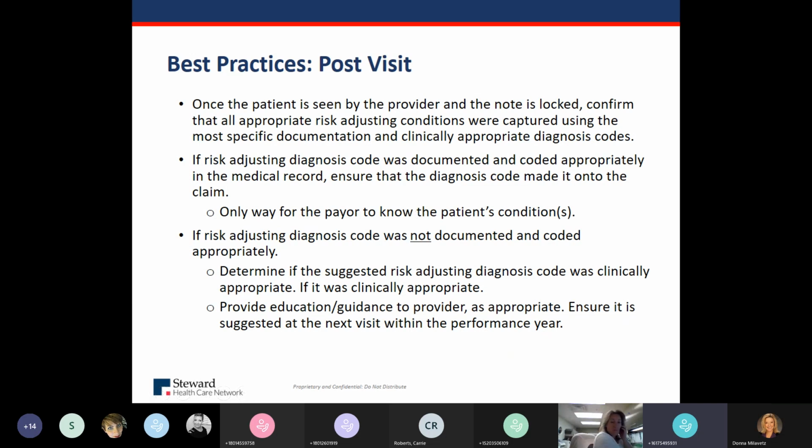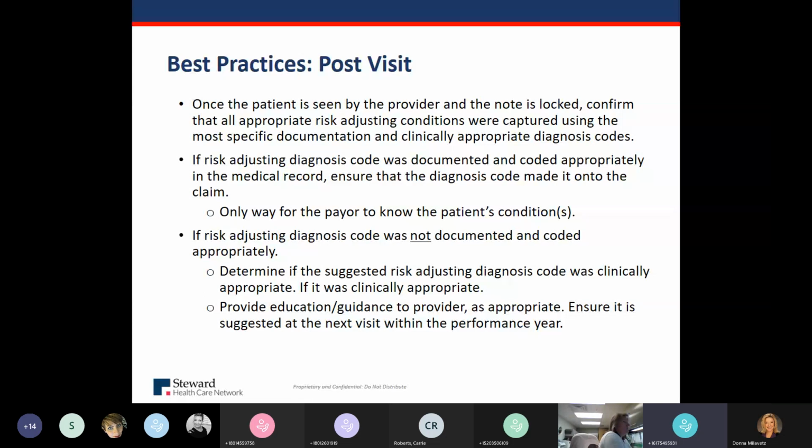So for post-visit, once the patient is seen and the note is locked, we just want to make sure all risk-adjusted conditions were captured using the most specific documentation and clinically appropriate diagnosis code. So the provider may have captured congestive heart failure unspecified, but there's documentation there that supports diastolic. So we want to make sure that that coding matches what the documentation is.